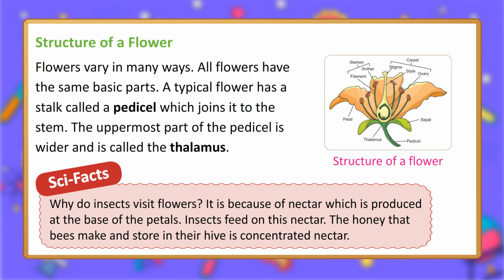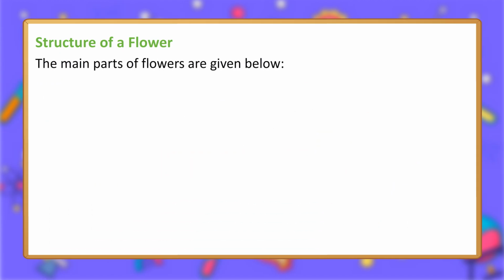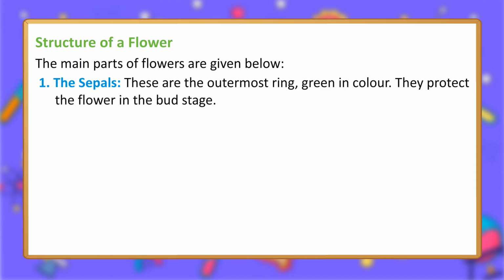Insects feed on this nectar. The honey that bees make and store in their hive is concentrated nectar. The main parts of flowers are given below.